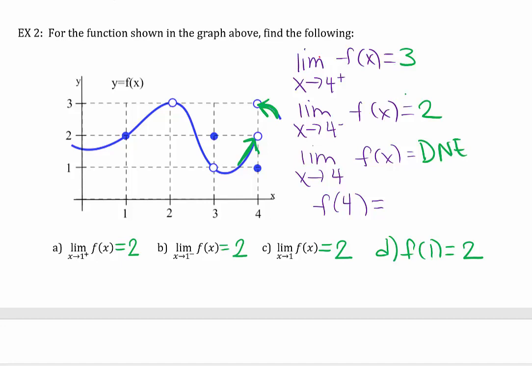However, if we were asked to find f of 4, well, f of 4 is the point down here, and that has a y value of 1. So once again, the limits tell you what happens as you approach a point. They don't actually tell you where that point is.